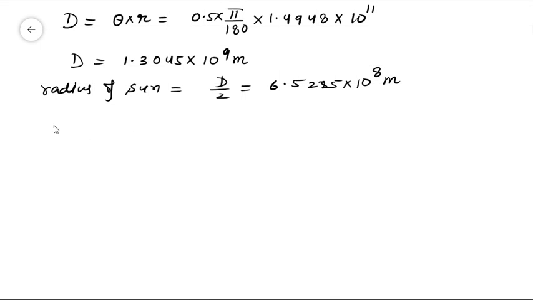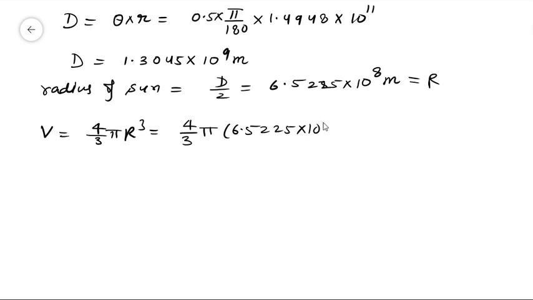Once we find the radius of the sun, the calculation of volume is easy. The volume will be equal to 4 by 3 pi r cubed, and if we put the value of the radius of the sun in this expression, 4 by 3 pi into (6.5225 times 10 to the 8) cubed, that will be equal to 1.16234 times 10 to the power 27.